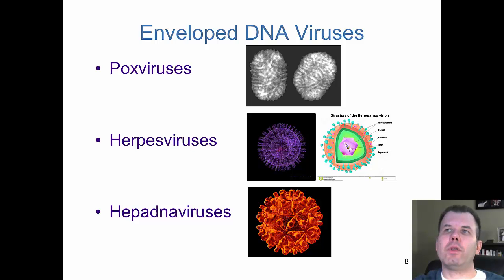Okay, so again, the envelope DNA viruses, the first ones we're going to be talking about are the pox viruses. This includes smallpox, monkeypox, and cowpox. Chickenpox is actually a herpes virus. That will be the second type of virus that we talk about today, the herpes viruses.